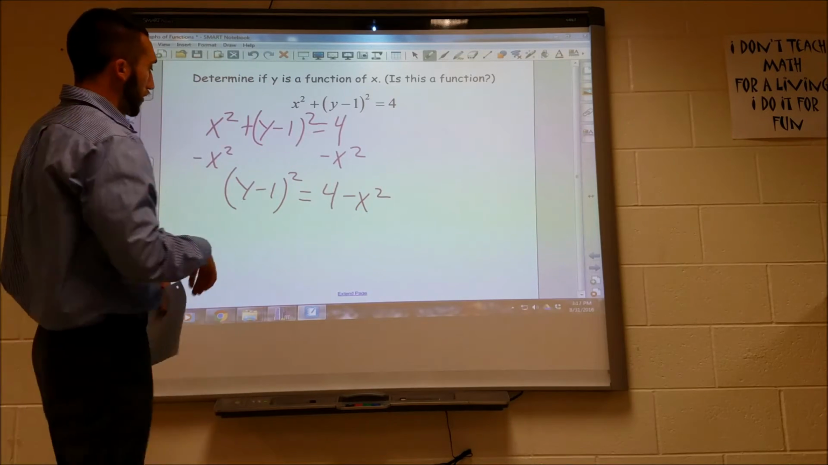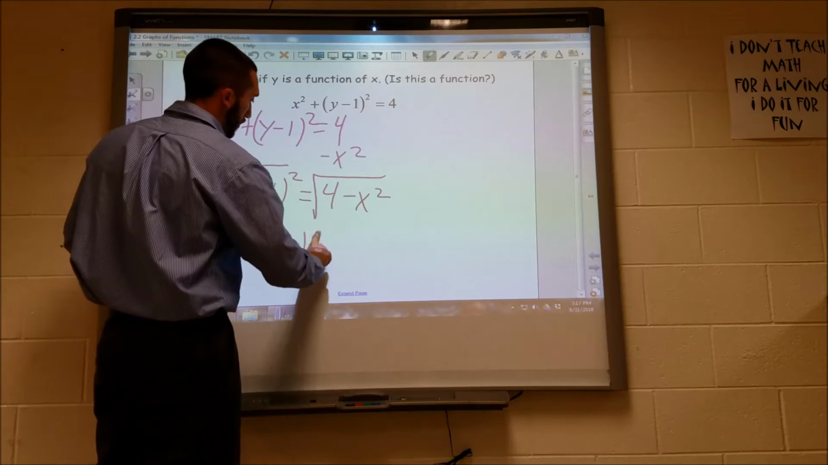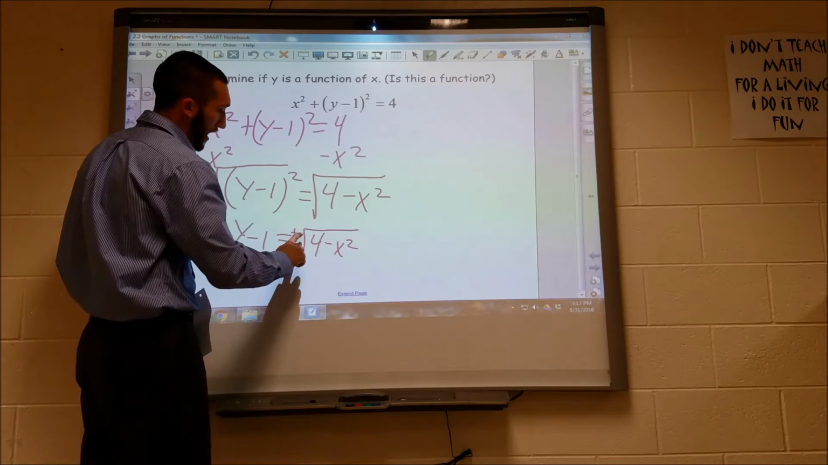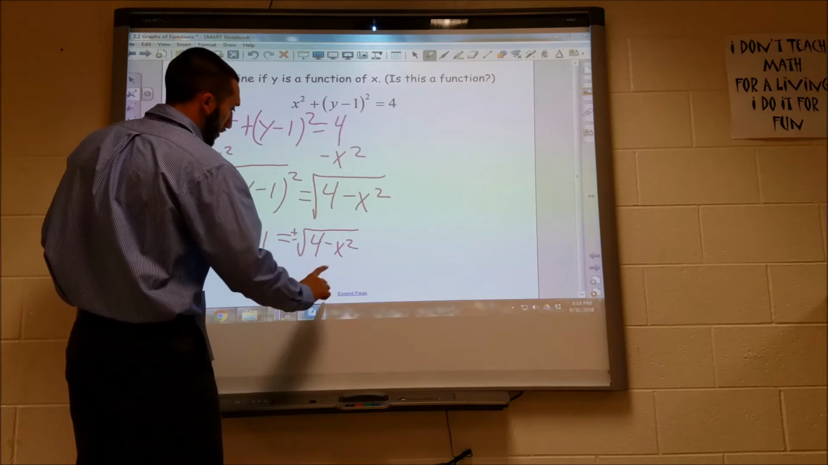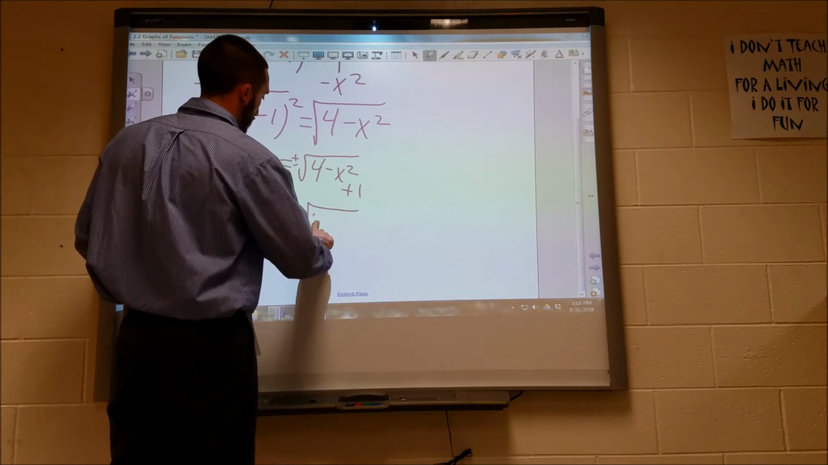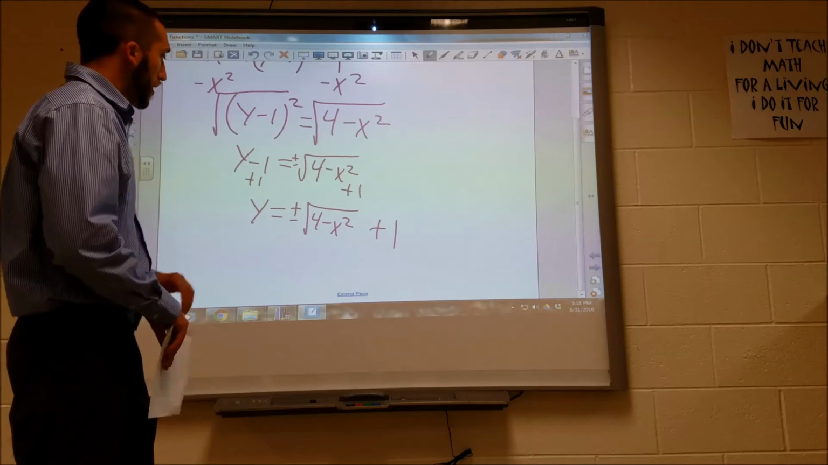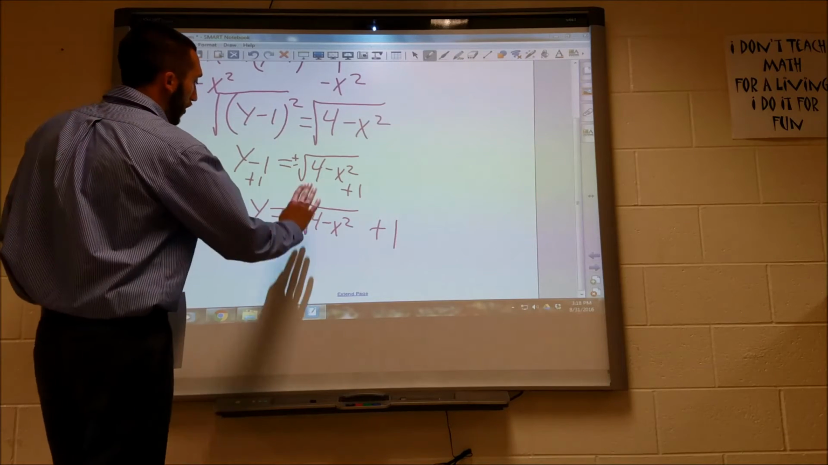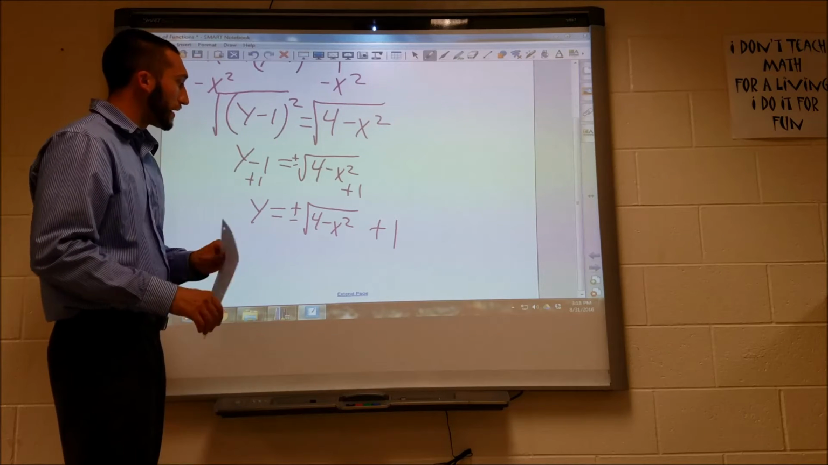Next I need to take the square root. So I'm left with y minus 1 equals the square root of 4 minus x squared. And remember, whenever you take the square root of a number, you get the positive and negative version of that number. And then add 1 to get y by itself, and the plus 1 is not under the radical. But we have one x value corresponding to two different y values here. So we can see that it's not a function if we solve for y.